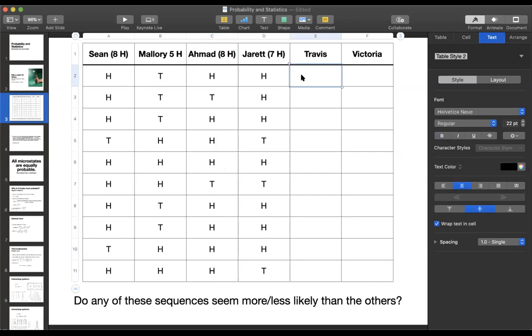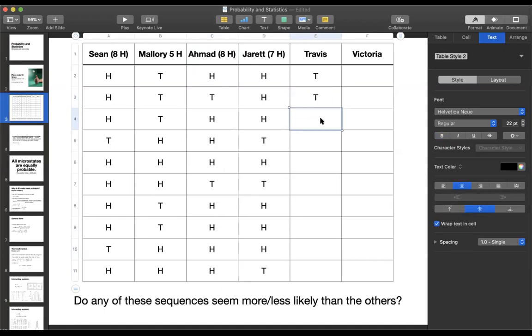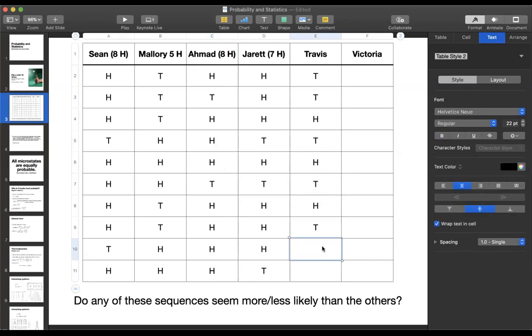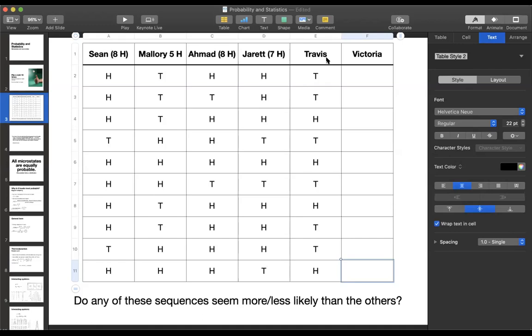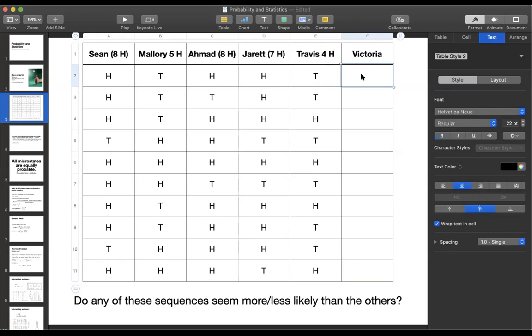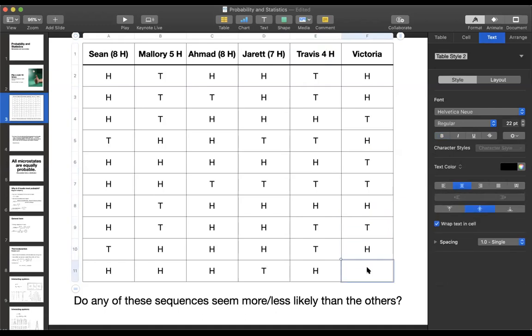All right, Travis. I got tails, tails, heads, tails, heads, tails, heads, tails, and then tails, head. So that is 1, 2, 3, 4 heads. All right, and Victoria? I got heads, heads, tails, heads, tails, tails, heads, tails, heads, heads. So 6 heads. Okay.